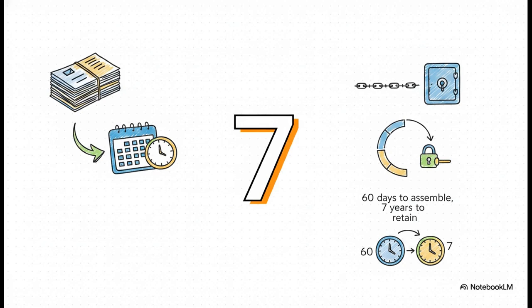And what exactly is that retention period? 7. Audit documentation should ordinarily be retained for 7 years from the date of the auditor's report, or longer if a specific law requires it. Get this rhythm stuck in your head right now. 60 days to assemble, 7 years to retain. 60 to assemble, 7 to retain.